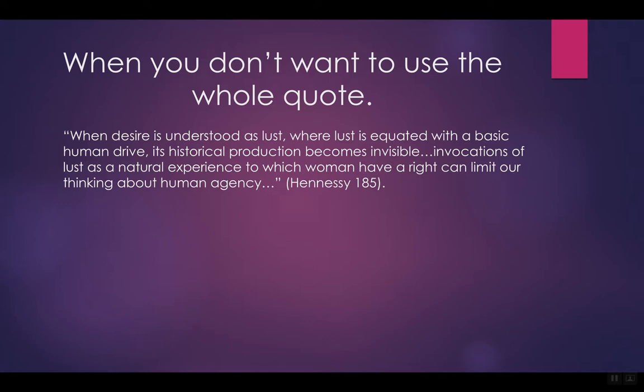So what do you do? You use these three ellipses, which is these three dots, 1, 2, 3. That lets the reader know that there's more to this quote, but you didn't add it because you deemed it not necessary. So here we have, "when desire is understood as lust, where lust is equated with the basic human drive, its historical production becomes invisible. ... Invocations of lust as a natural experience to which women have a right can limit our thinking about human agency. ..." Those ellipses tell us there's more to this, but he or she is not using it.